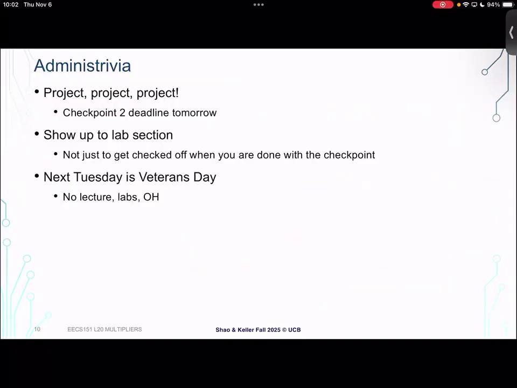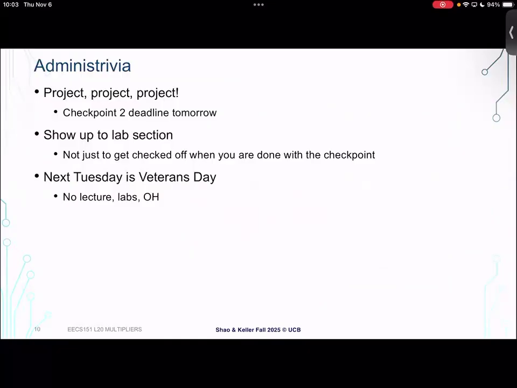Time to be working on those projects, as you know. FPGA and ASIC checkpoint 2 are due tomorrow. Hopefully everyone has started. Yes. Okay, good. If you haven't started, please do. If you have started, please keep working on it.